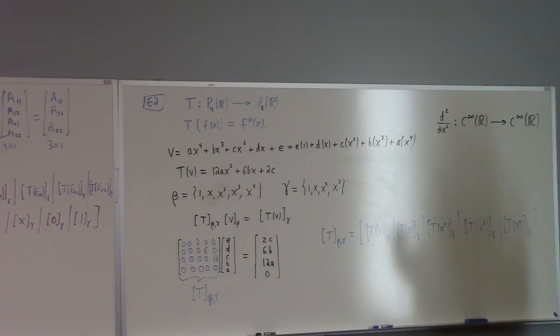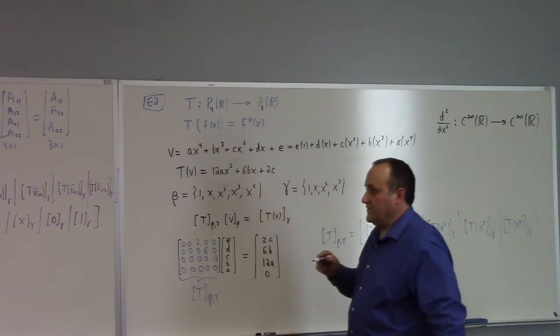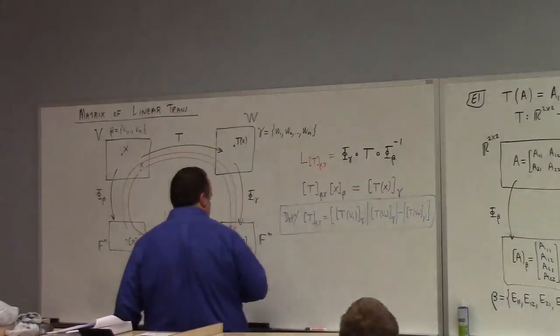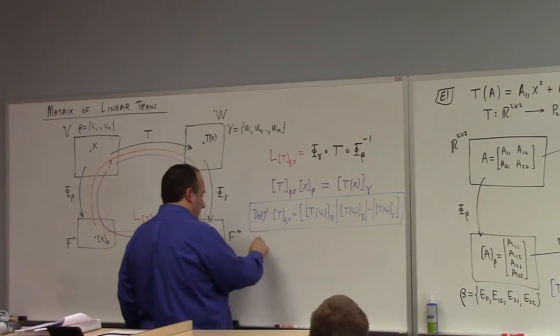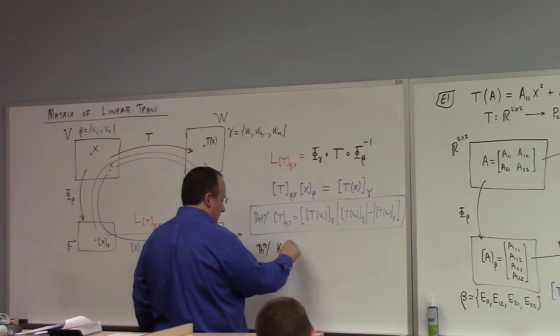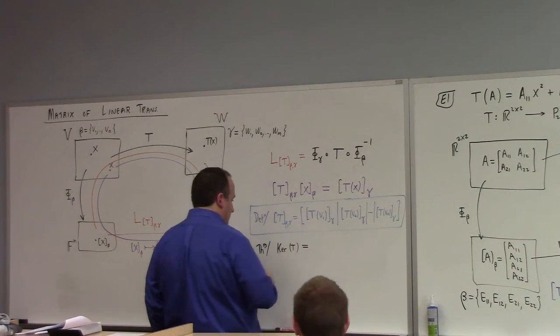Okay, anyway, so you guys feel like you can calculate these? Because I'm going to go on and talk about the structure here. So what's the point of calculating the matrix of a linear transformation? Well, here's a theorem. It's this: the kernel of T is equal to what?